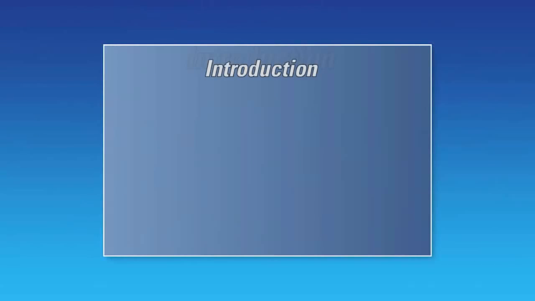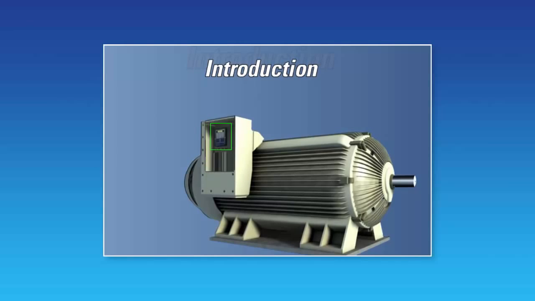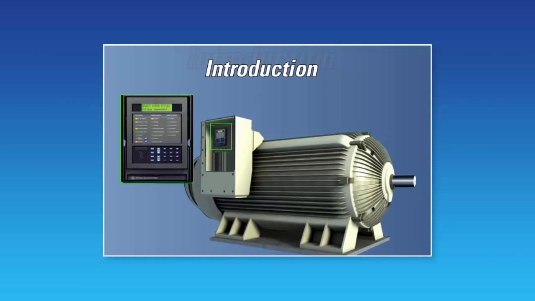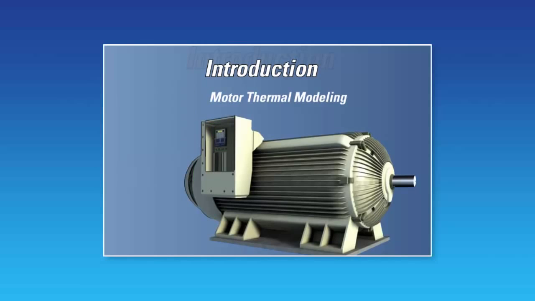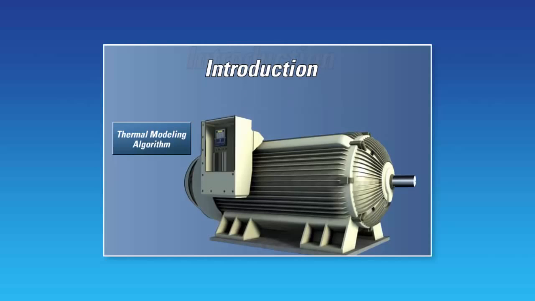Motor thermal modeling. The primary motor protective element within a motor protective relay is the thermal overload element, and within GE Multilink relays, this is accomplished through motor thermal modeling. The thermal model uses motor parameters supplied by the manufacturer in addition to real-time data such as motor current as inputs to a thermal modeling algorithm. The algorithm then calculates whether the motor is or is not in danger of being overheated.